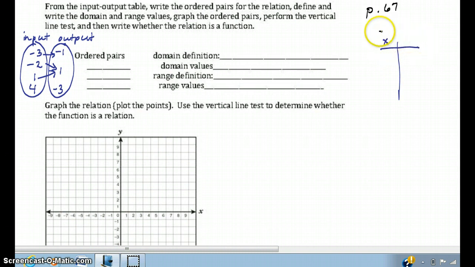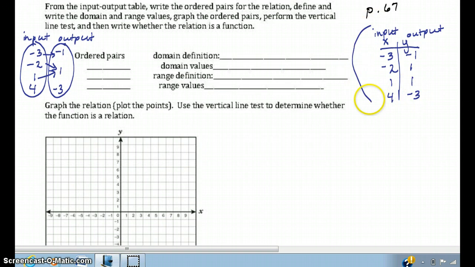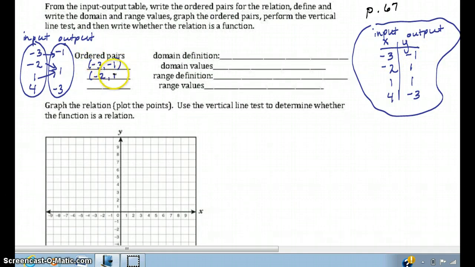Your inputs are your X, your outputs are your Y. And so you have -3, -1. Then you'd have -2, 1, 1, 1, and 4, -3. So this is more typically what you see in algebra, but when they ask you about whether something is a function or not, or talk about relations, then often they will put them in these ovals. So your ordered pairs, as you can see a little bit better here, -3, -1, -2, 1, and then 1, 1, and then 4, -3.